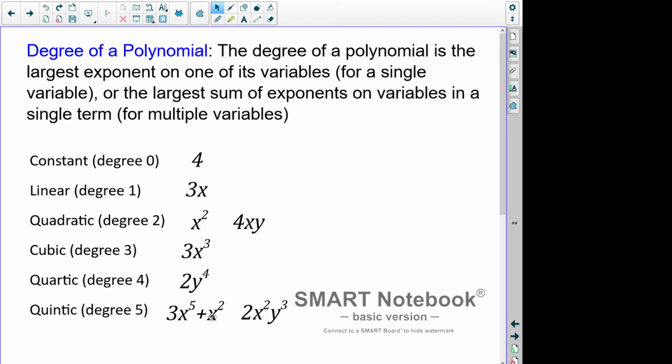Now in this example right here, even though there's 2 terms there, right, this is a binomial, the biggest exponent here is 5, so we call that a quintic polynomial. This would be actually a quintic binomial, this one right here. And then this one, again, we've got variables that are being multiplied together. So I've got an x squared and a y to the 3rd, and so I just add those 2 and 3 together, and that's a 5th degree term. It's degree 2 and degree 3, so it's a 5th degree term, so that would also be considered a quintic.